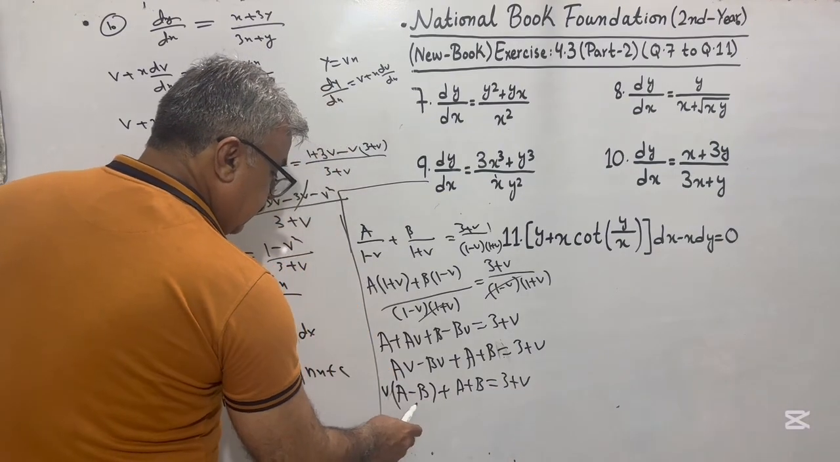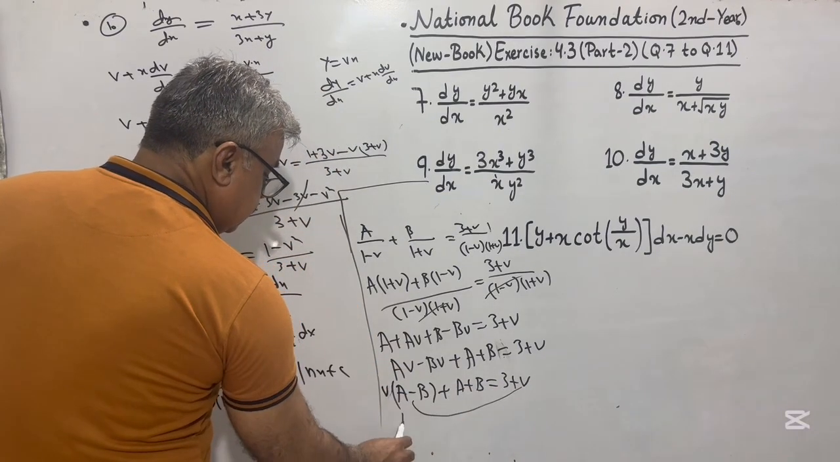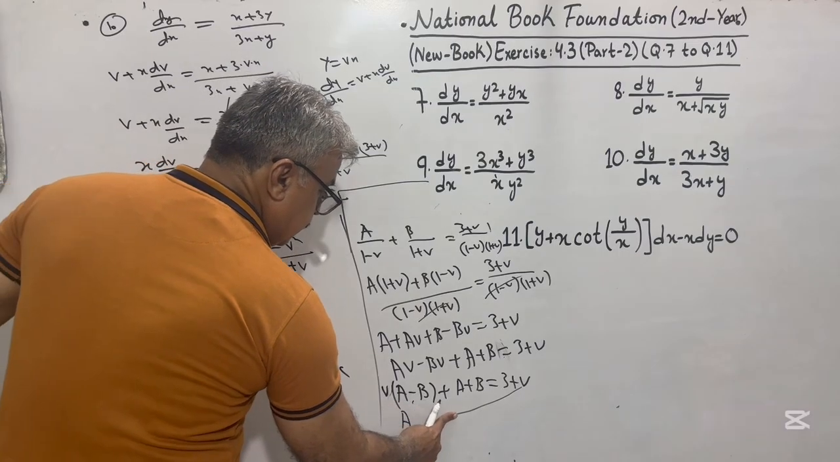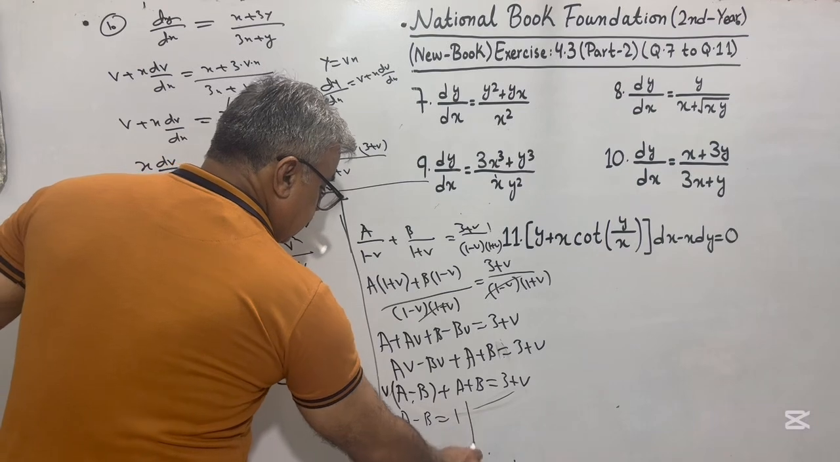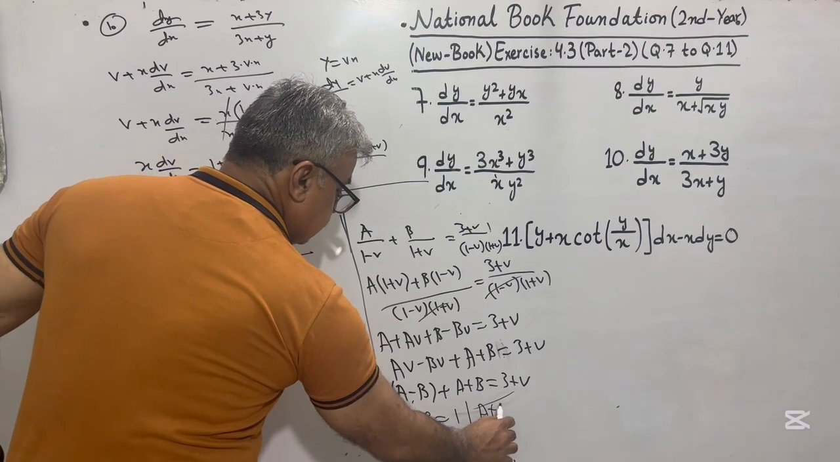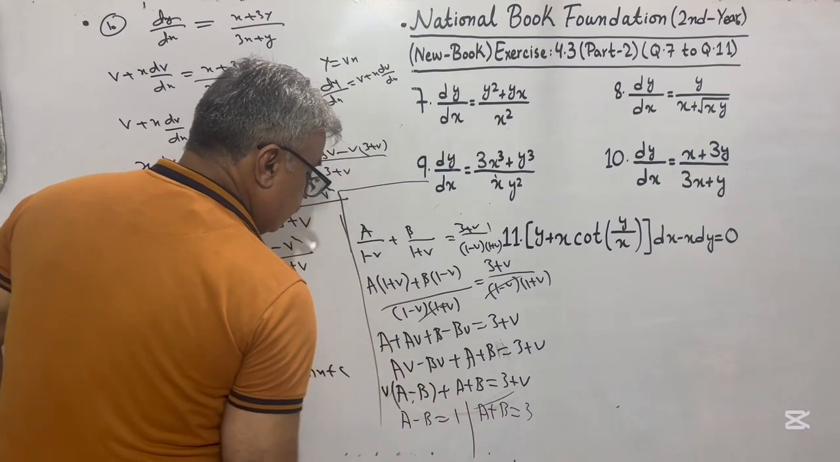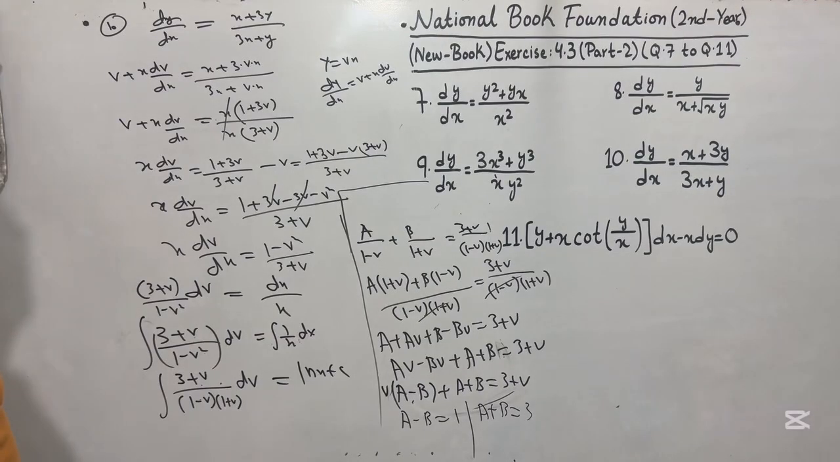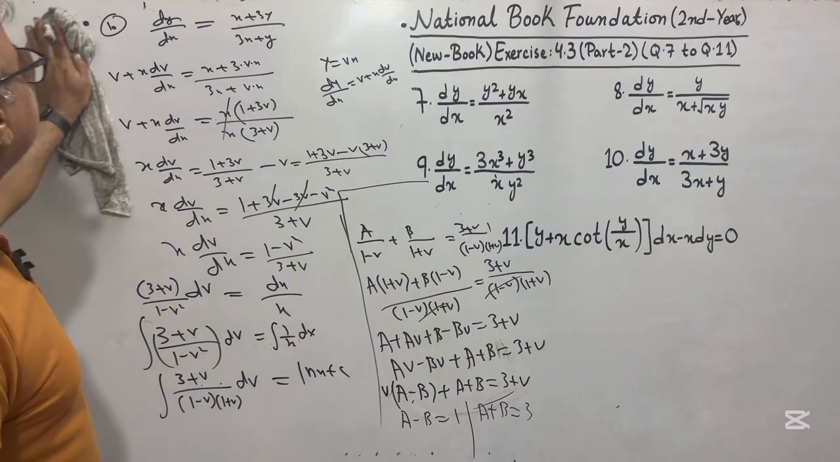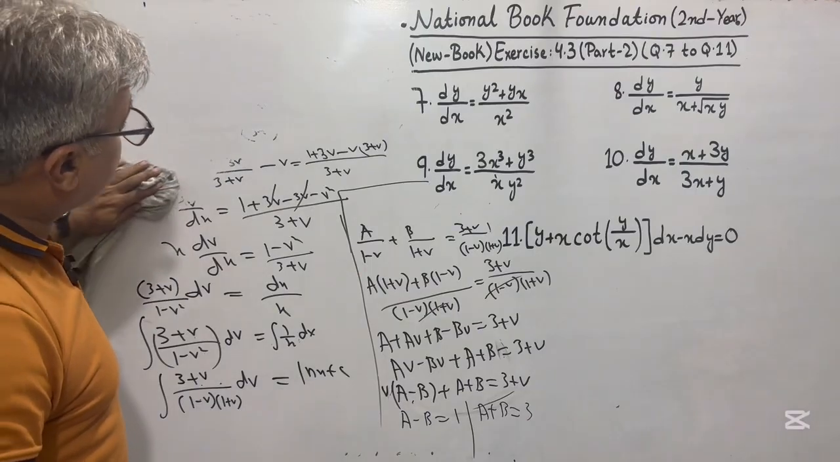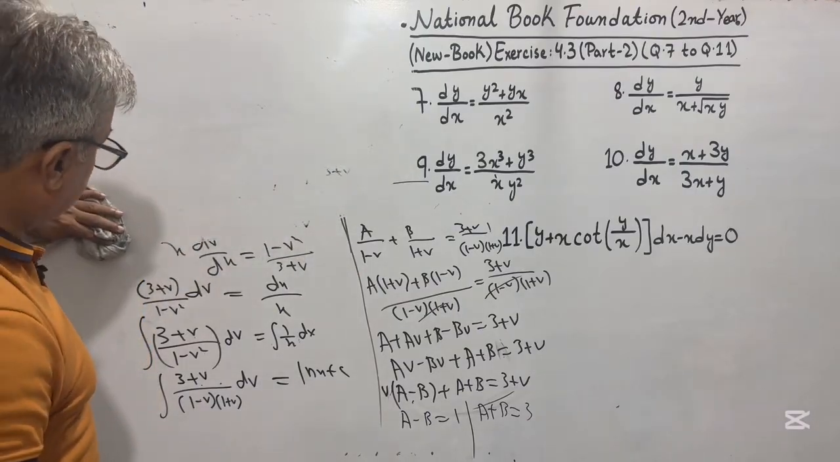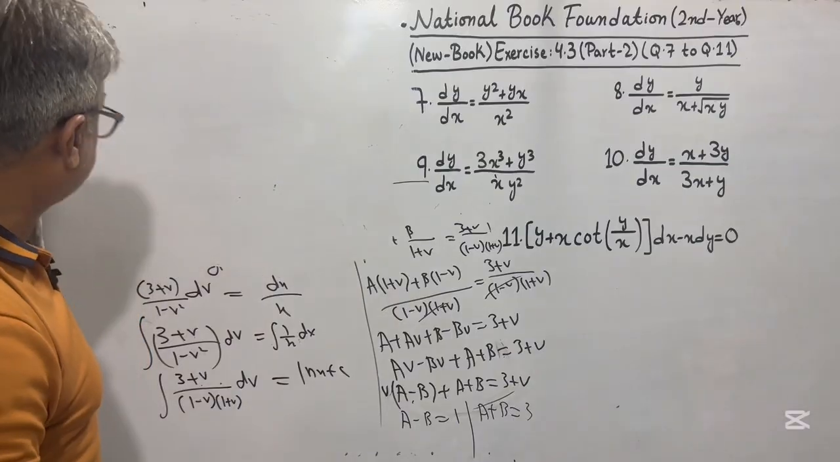Now compare, this one is equal to this one, meaning the coefficient of V is equal to the coefficient of V, meaning A minus B is equal to 1, and the second one, constant is equal to constant, that is A plus B is equal to 3. Solve 1 and 2 simultaneously. Just simply add, you are going to get the value of A or B. Plug in any other equation, you are going to get the other value, and we are done almost.